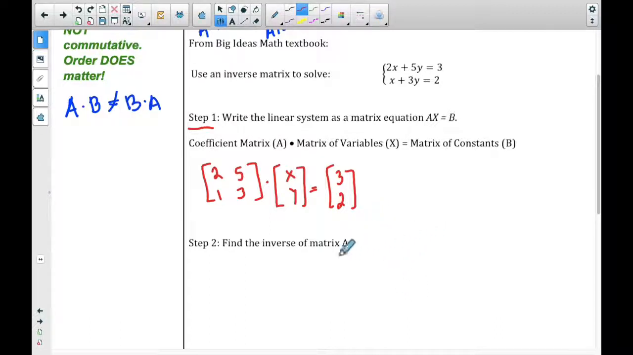All right, so now we need to plug in 2, 5, 1, 3 into our calculator. I'm going to call it A just so that I know what it is. But I'm going to plug that into my calculator, and then I'm going to find the inverse of A. All right, so we're going to go back to our calculator. So your answer here for your inverse is 3, -5, -1, 2. That should be your inverse matrix that you got on your calculator.